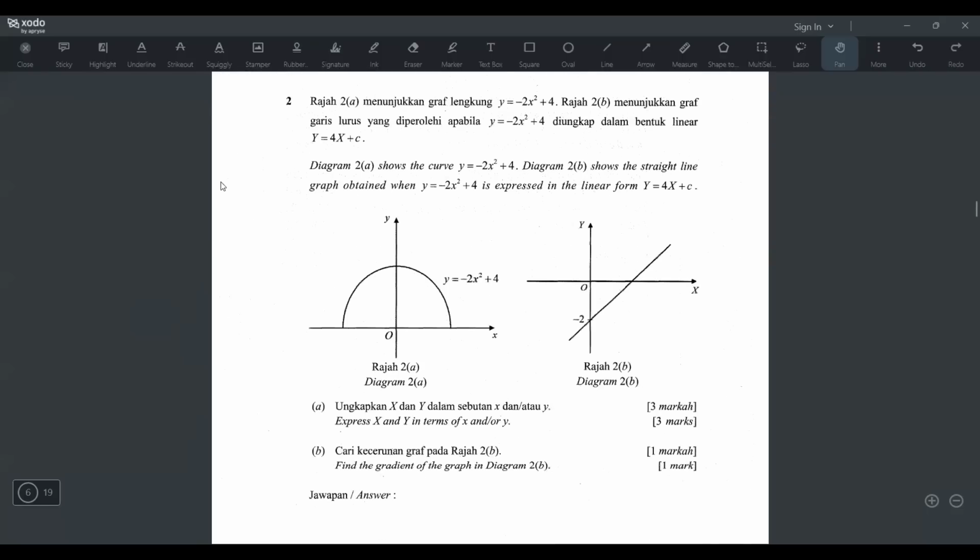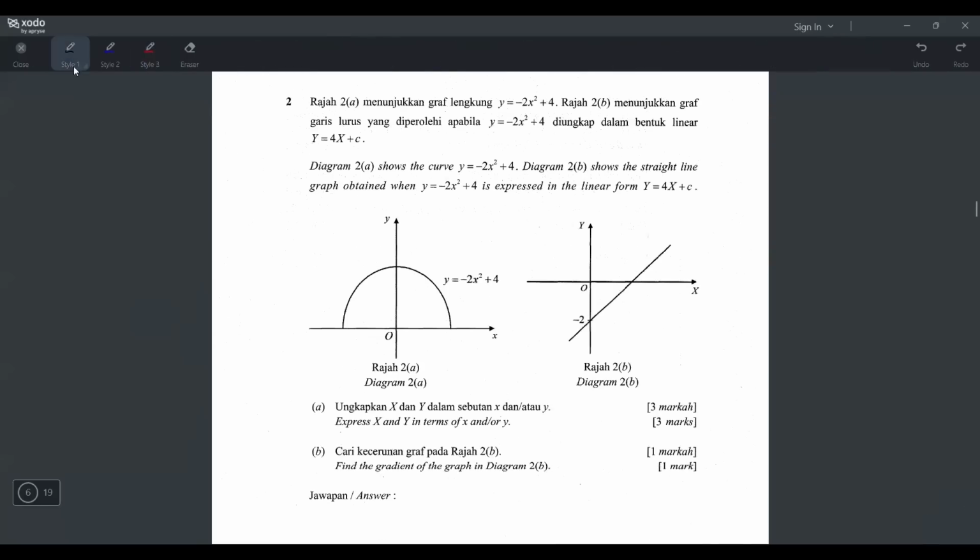Okay, I want to do number 2 now. So this is a linear law question, right? Diagram 2a shows the curve y equals negative 2x squared plus 4. Diagram 2b shows the straight line graph obtained when y equals negative 2x squared plus 4 is expressed in a linear form, big Y equals 4 big X plus C.